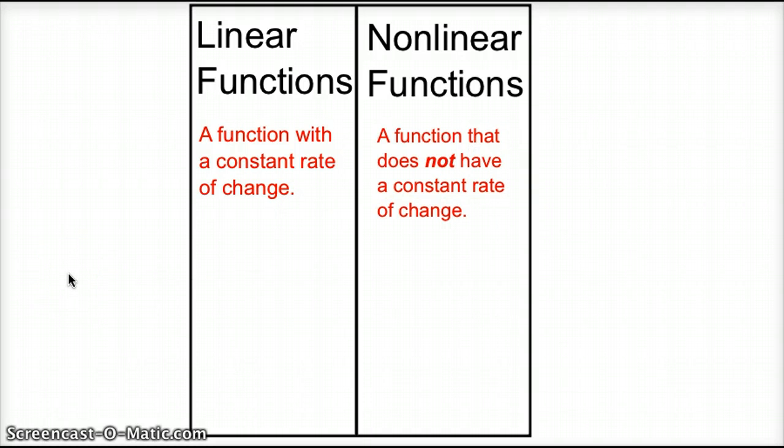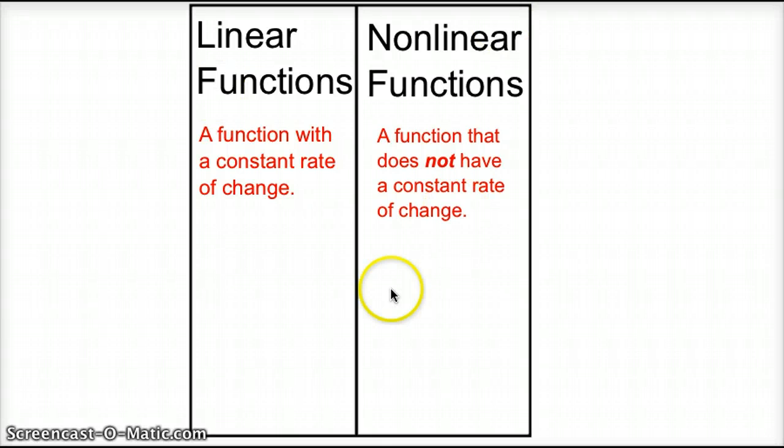So on the left, this is where we're going to have examples of linear functions. We've talked about linear functions a lot recently. A linear function is a function with a constant rate of change. So if your x value is changing by 5, it will be constant. It will do that as every value changes. Same thing with your y value. Whatever your y value is changing by is constant.